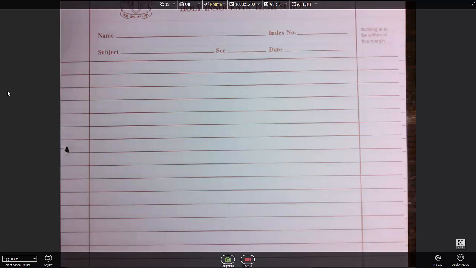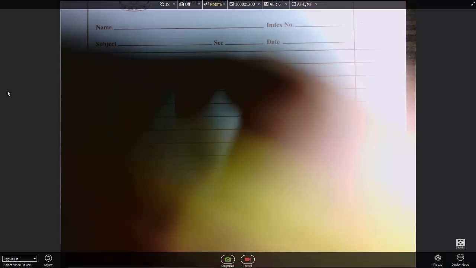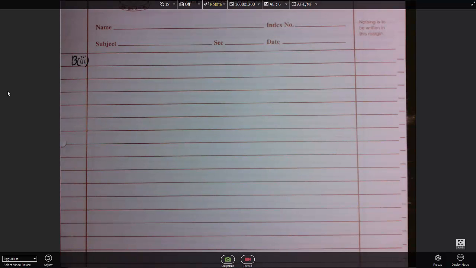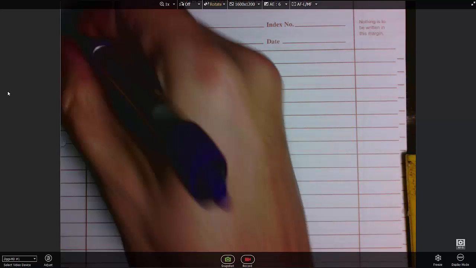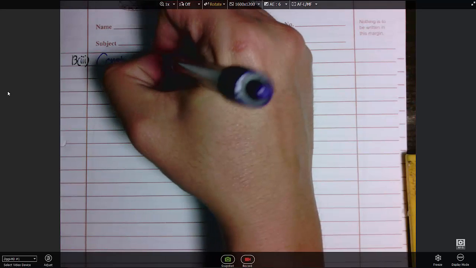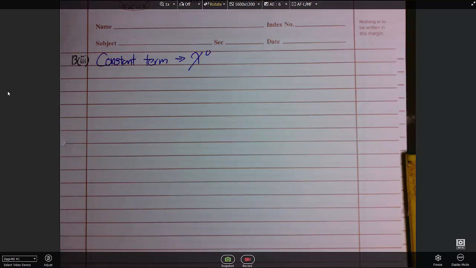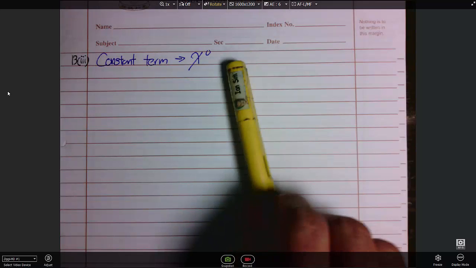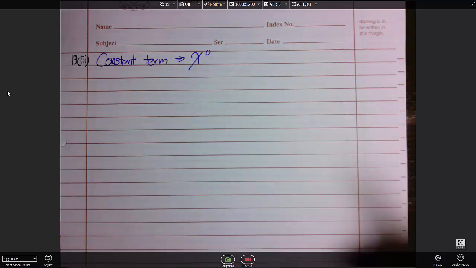Quickly I move on to 13 part 3. Let me adjust the camera here. Okay, 13 part 3 asks us to find the constant term. Constant term basically means that we are looking for x to the power of 0, because x to the power of 0 is 1. So it just gives me a constant term with numbers without any variable like x inside.